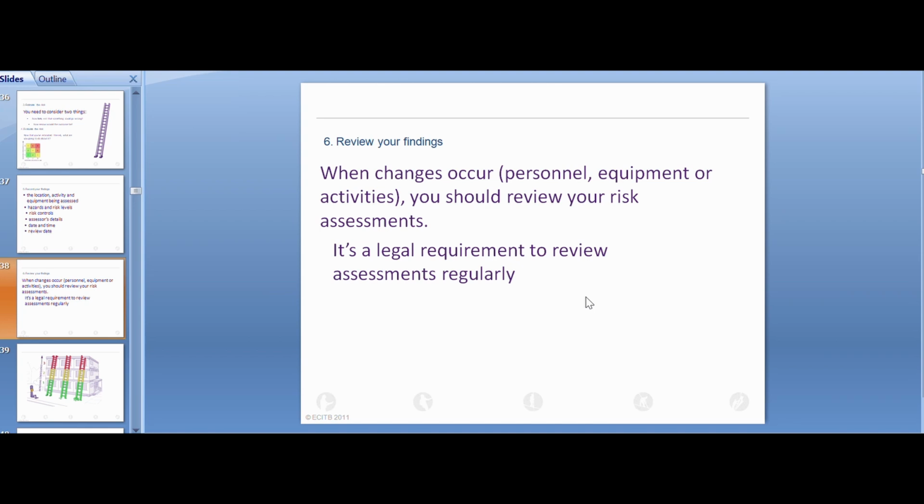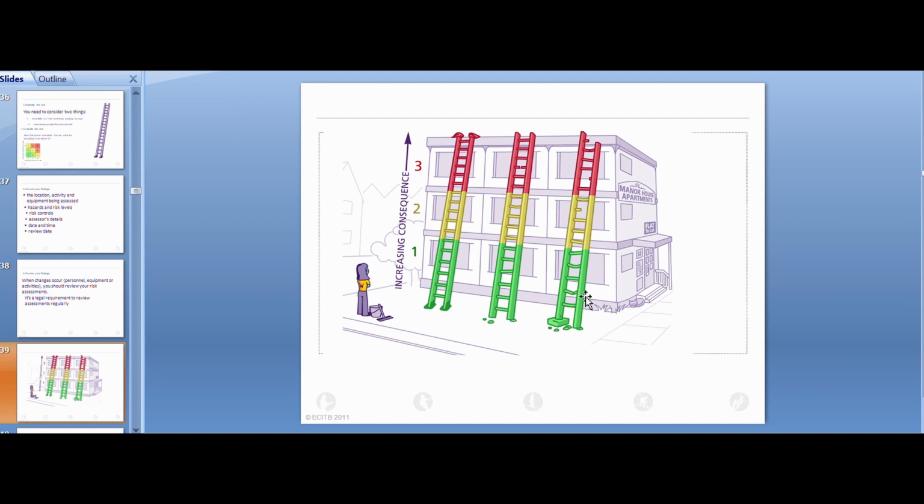Review your findings when changes occur to the personnel, equipment or activities. You should review your risk assessment. It's a legal requirement to review the assessment regularly. Now, according to these ladders, it's very easy to understand what the consequences are and how our risk is increasing.